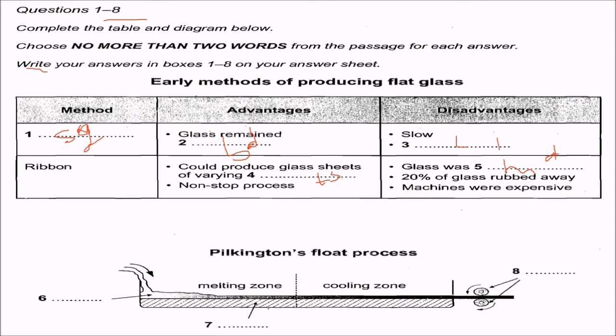We have this molten zone. The 6 is actually our glass. The 7 is nothing but tin or metal. You can write tin or metal. Tin will be good because tin is mentioned here in the content. And then these are the rollers.